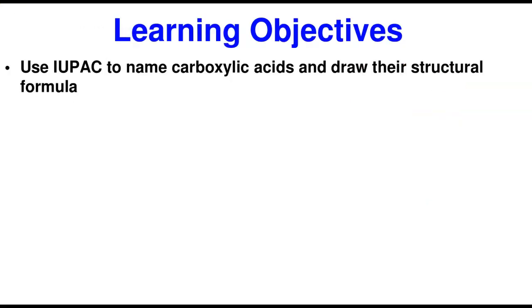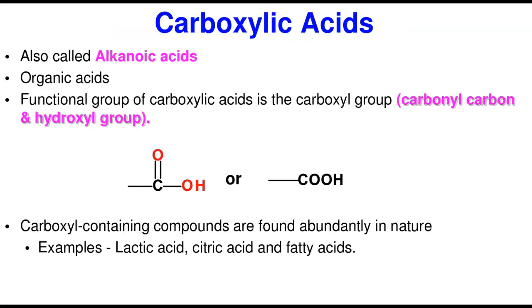Okay, so we now look at our learning objective. In this lecture today, I just have one learning objective to address. We're going to be using the IUPAC name as usual to name carboxylic acid and then draw their structural formulas. So what it means is that we can have a structure and we write the IUPAC name, or we can have an IUPAC name and then we draw their structural formula. Let's immediately take it off from there.